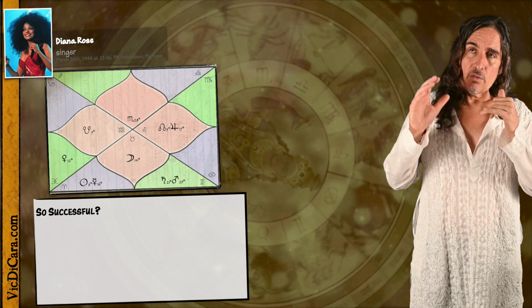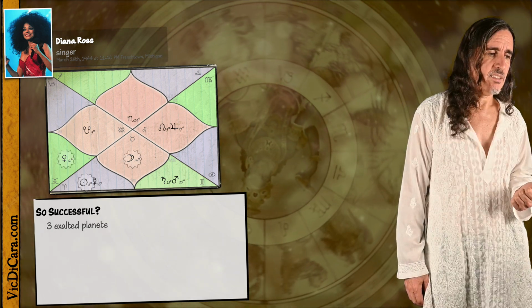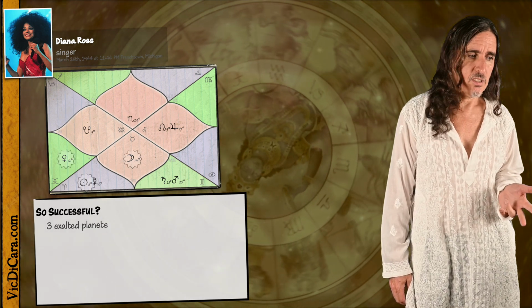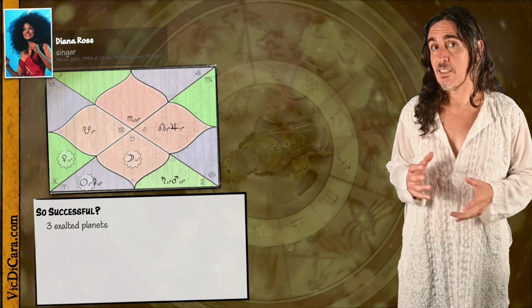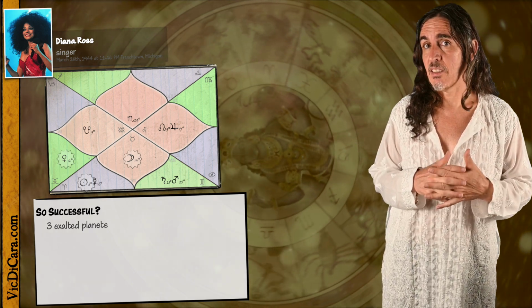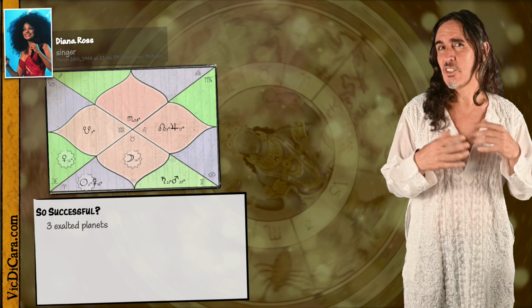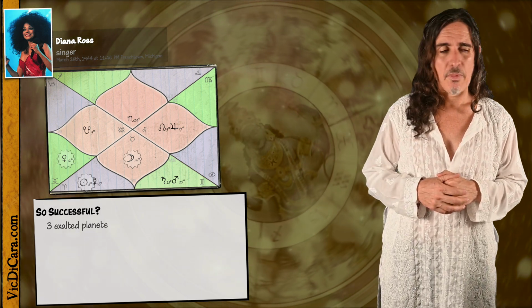First of all, just looking at this chart immediately, what you should notice is there are 3 exalted planets. Venus, Sun, and Moon are all exalted. That is not a trifling thing. That is a significant thing. But that's just the beginning of what's going on with Diana.